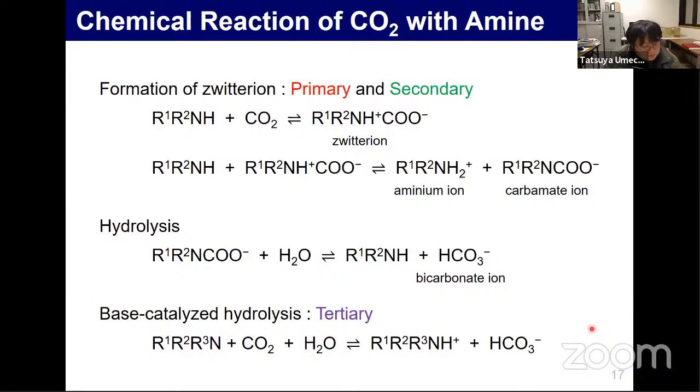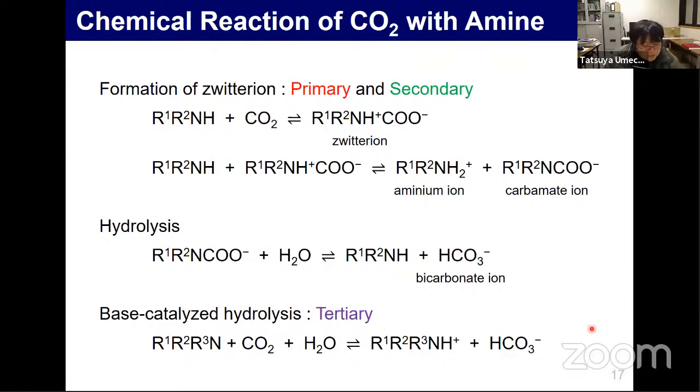Understanding of the mechanism of the reaction between carbon dioxide and amine is very important to design the liquid solution for the chemical absorption of carbon dioxide. The chemical reaction between carbon dioxide and alkanolamine generally depends on the series of amino groups in the alkanolamine molecule, that is, primary, secondary, and tertiary amine.